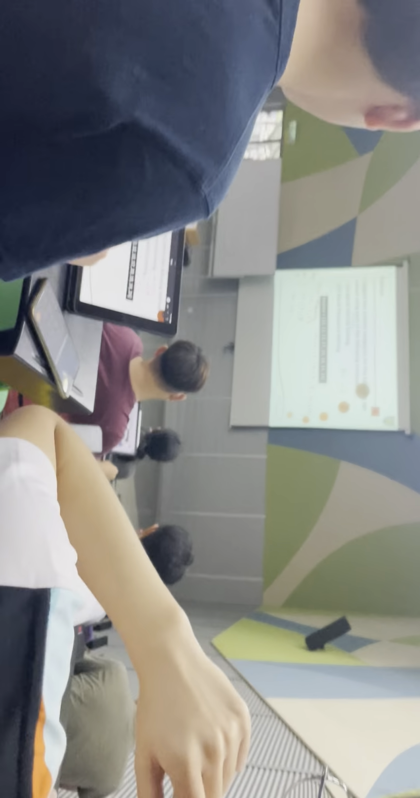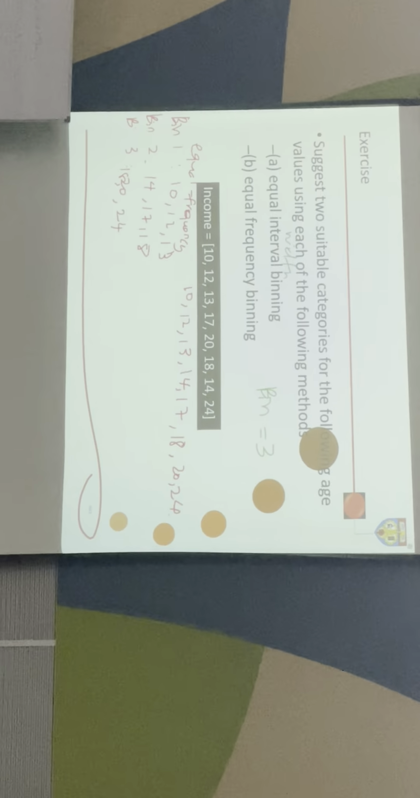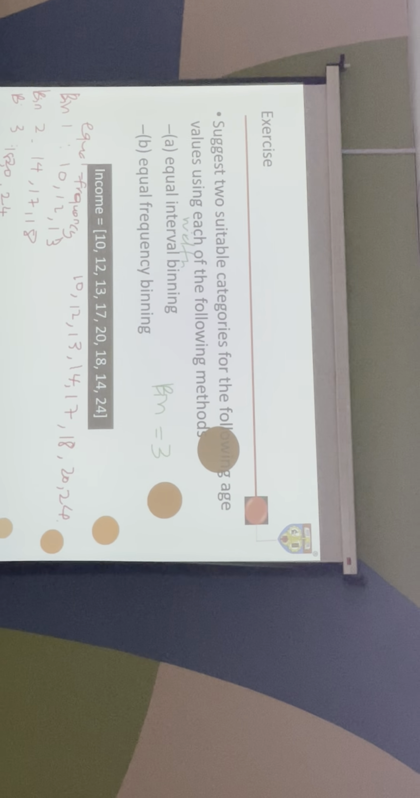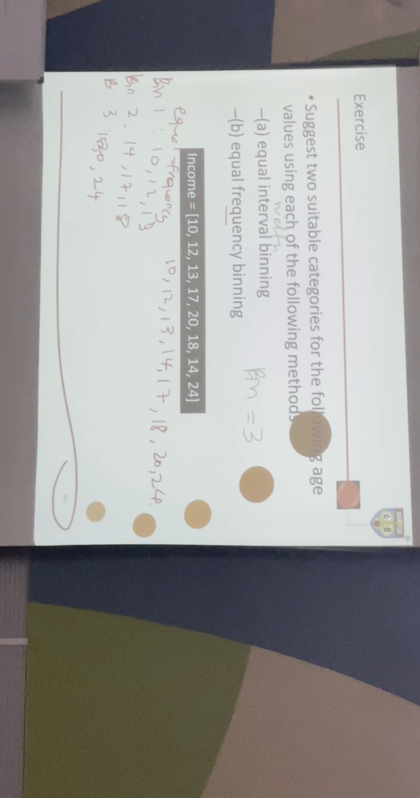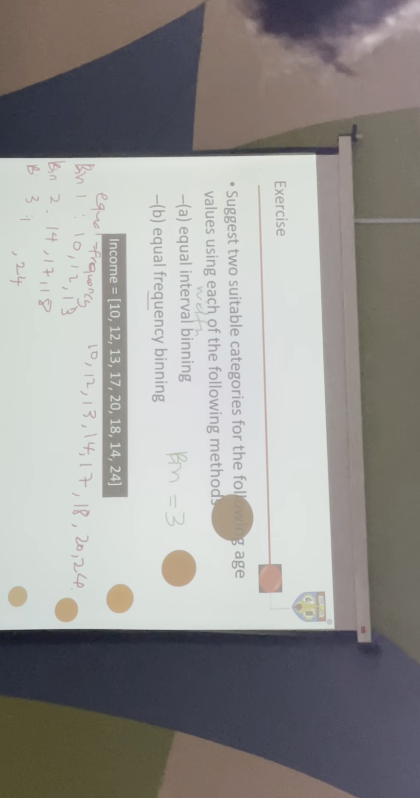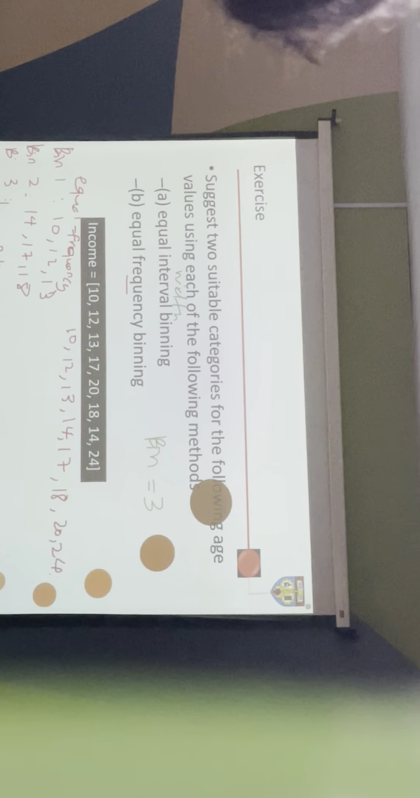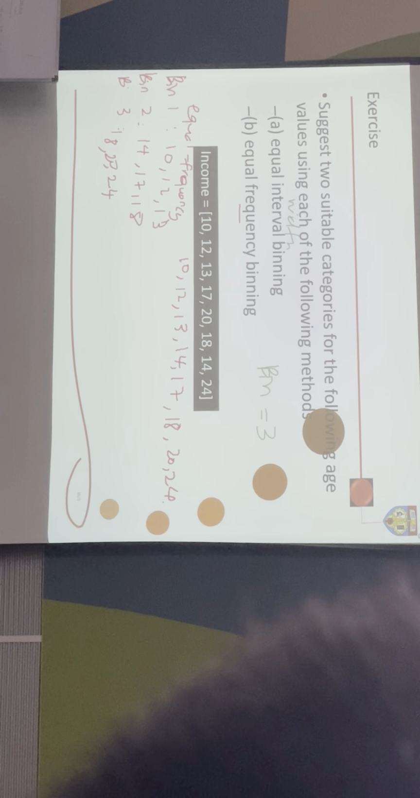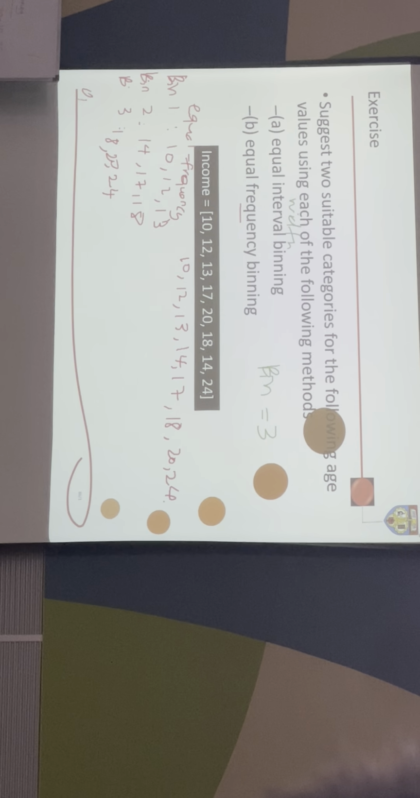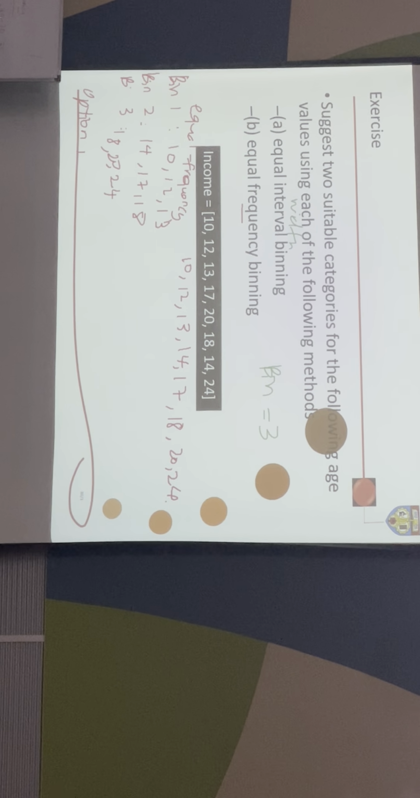Like 18, you can put it here. There are two answers for equal frequency if your data points do not match the bins number. So the first option for equal frequency: this one is 18, 20, 24. Equal frequency, so option 1 for equal frequency, and option 2 for equal frequency.